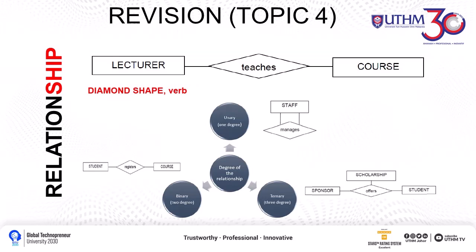In terms of the degree of the relationship, there are three types: unary, binary, and ternary. A unary relationship is also called a recursive relationship and involves only one entity. The binary relationship is between two entities, and the ternary relationship is a simultaneous relationship between three entities.